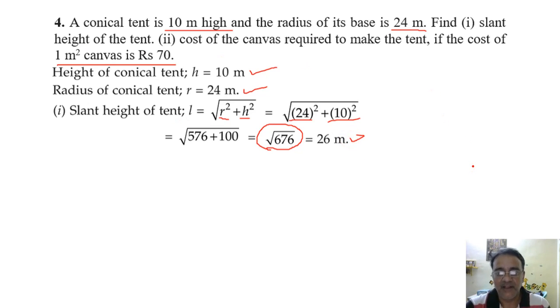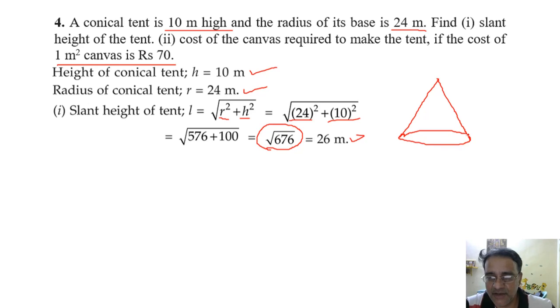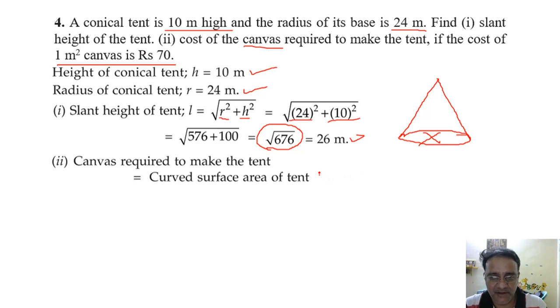First bit over. Now if we are going to make the tent, so canvas is not required here, right? Because this is the ground part. Only the curved surface area part is required for the canvas. Correct? Is this clear? Yes, sir. So that means how much canvas is required, that we have to find, and that is equal to the curved surface area. Right. And what is the formula of curved surface area? Pi r L. Right.